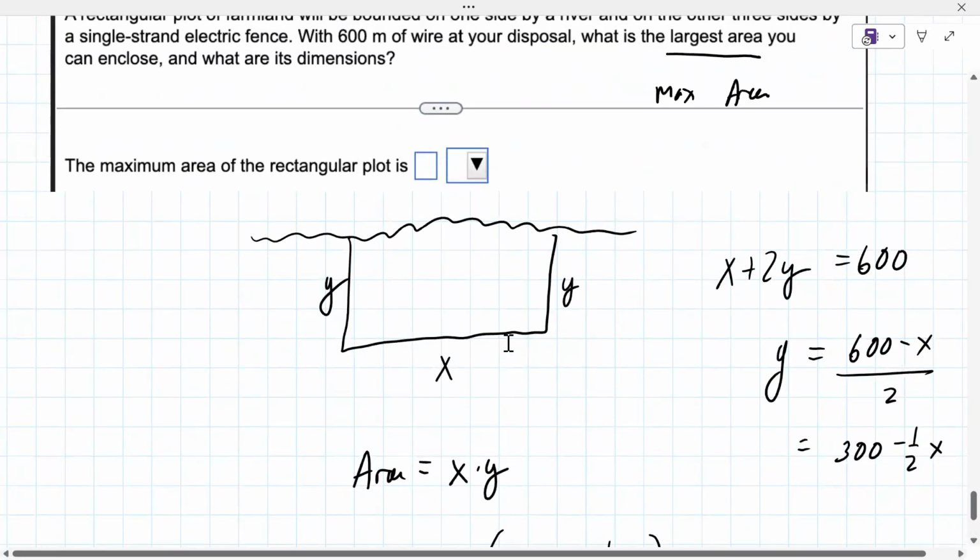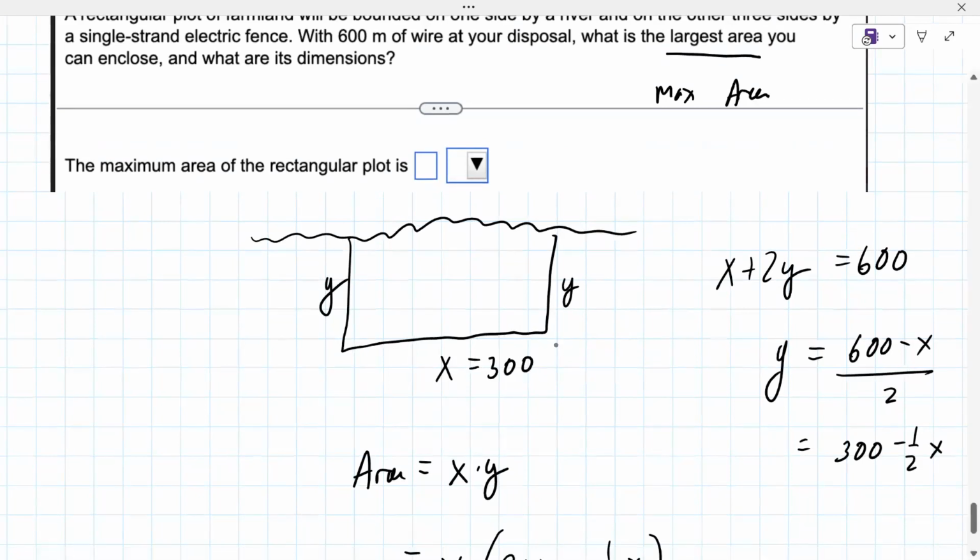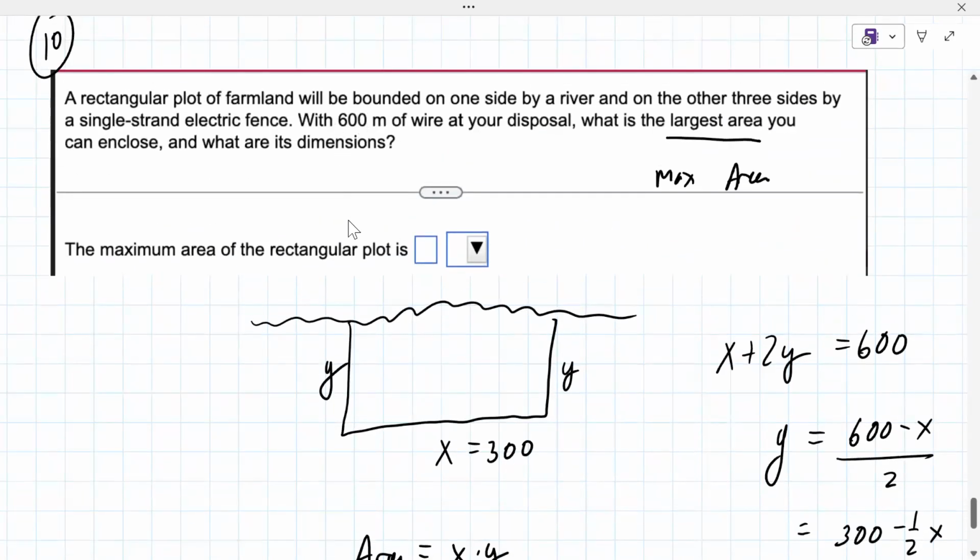So it can never be negative. Now, how does 300 relate to the original number they give you in the problem? 600 meters of wire. How is 600 related to 300? Oh, it's double. It's always double in this problem, or it's always half, depending how you look at it.